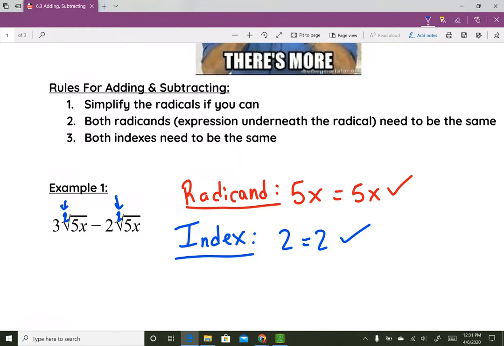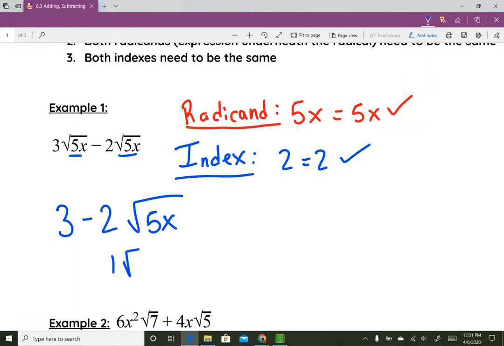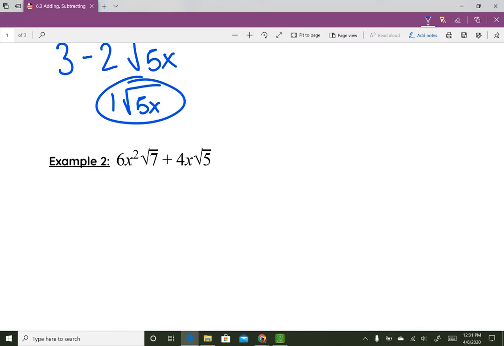So what we can do now is rewrite this as 3 minus 2, and we're just going to write one of these because we know in the end that's my answer, right? So I have 1 square root of 5x. We have our answer, folks. 5x, I can't simplify it at all. So we just have 1 square root of 5x, or just the square root of 5x. Let's take a look at example 2.